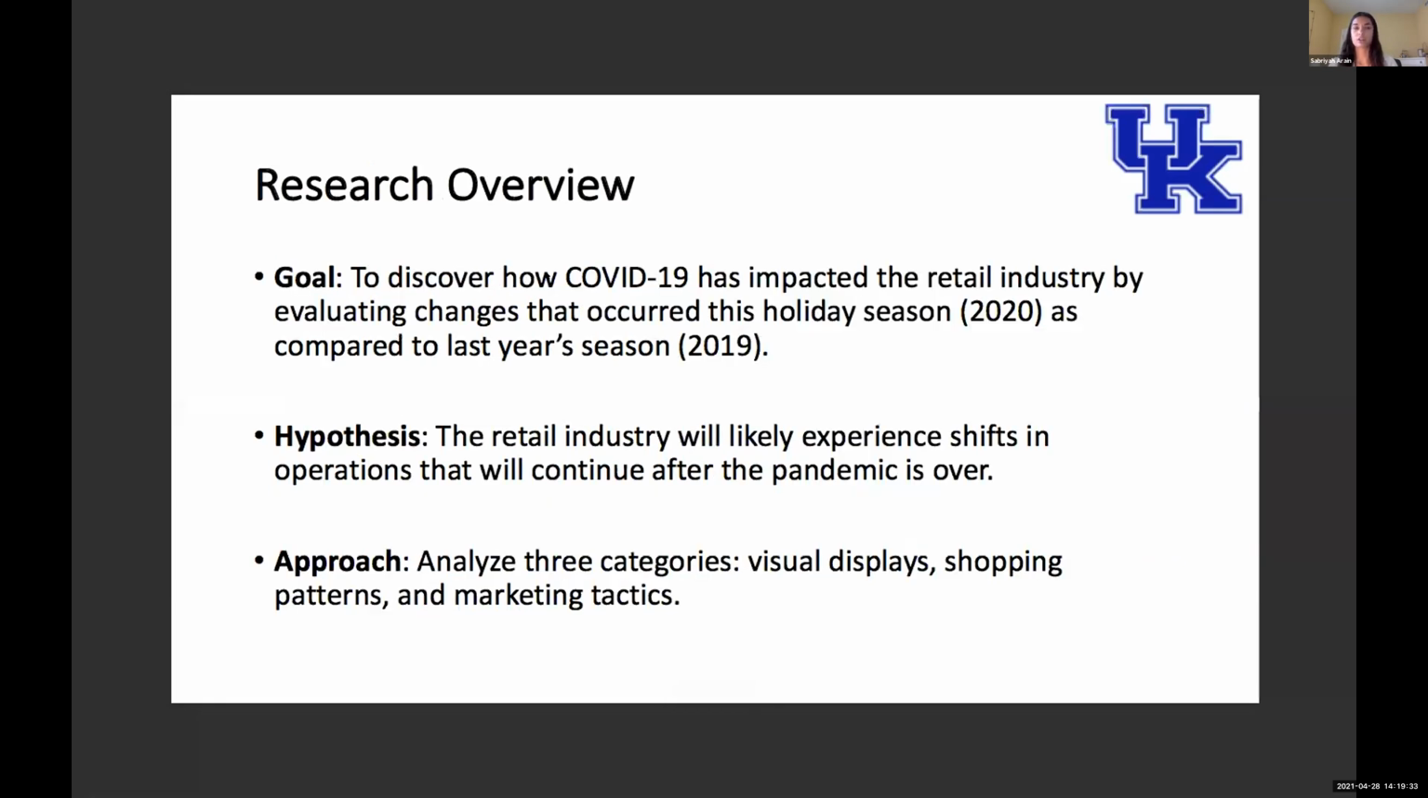So my overall research goal was to discover how COVID-19 has impacted the retail industry by evaluating changes that occurred during the 2020 holiday season as compared to the 2019 holiday season. I hypothesized that the retail industry would likely experience shifts in operations that would continue after the pandemic is over. And to meet my research goal, I chose to analyze 3 distinct categories, which included visual displays, shopping patterns, and marketing tactics.